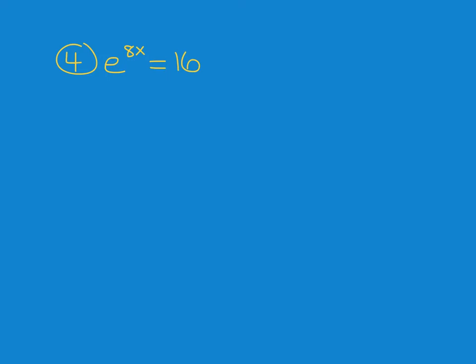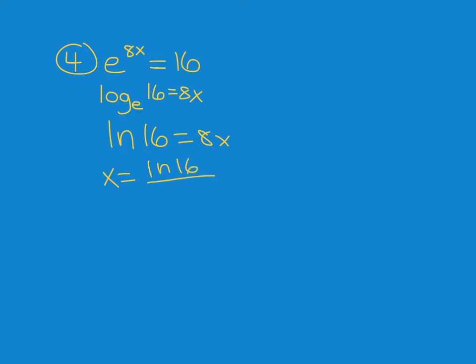For this last problem, go ahead and give it a try if you want to. So if I have e to the 8x equals 16, I'm going to, again, rewrite it in logarithmic form. I get log base e of 16 is equal to 8x. So keep in mind that log base e is the same as ln. So actually my answer for this one is going to be ln of 16 over 8. This is the way to write the answer.